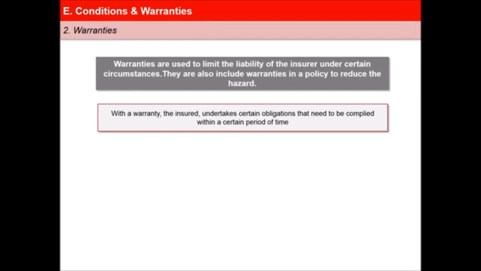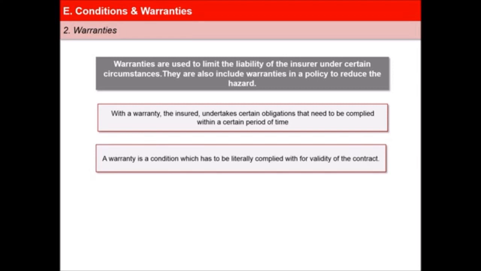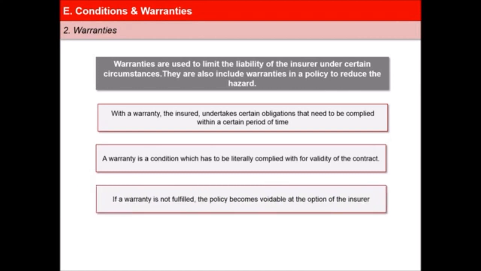Warranties play an essential role in managing and improving the risk. A warranty is a condition expressly stated in the policy which has to be literally complied with for validity of the contract. Warranty is part of the policy document. If a warranty is not fulfilled, the policy becomes voidable at the option of the insurers, even when it is clearly established that the breach has not caused or contributed to a particular loss.